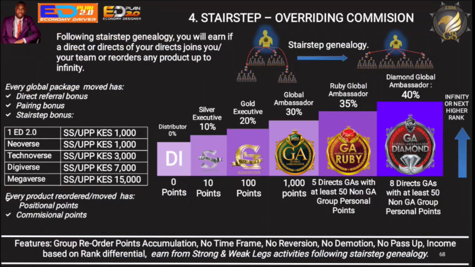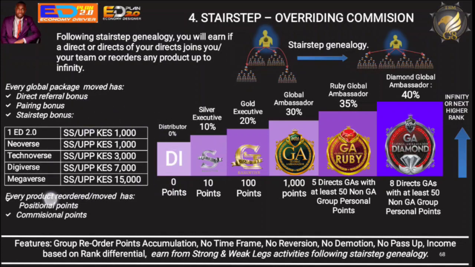So one account of ED 2.0 that goes at 27,000 or 26,888 has a stair-step value, or Unipay plan value, of 1,000 Kenyan shillings. And Neoverse has 1,000 Kenyan shillings as stair-step or Unipay amount. Technoverse has a stair-step or Unipay amount of 3,000 Kenyan shillings. Digiverse has a stair-step or Unipay amount of 7,000, and Megaverse has a stair-step or Unipay amount of 15,000 Kenyan shillings, okay? So these are now the incomes.